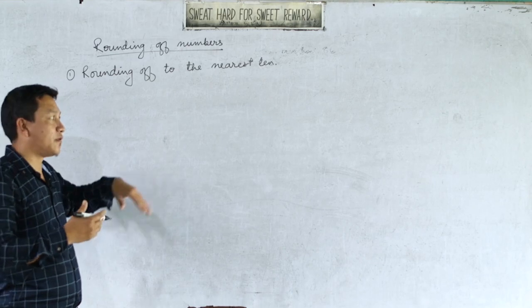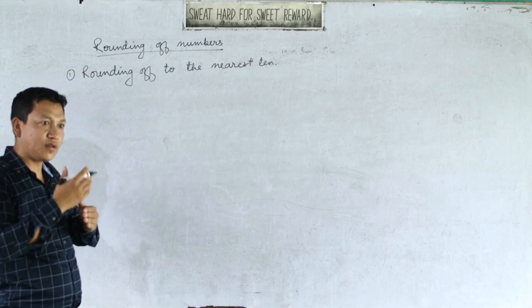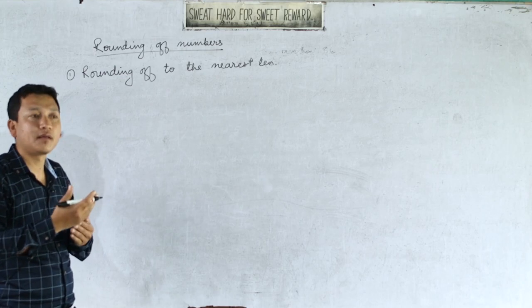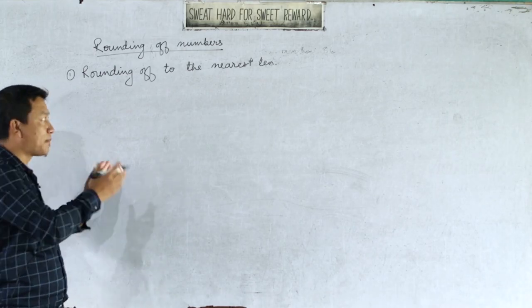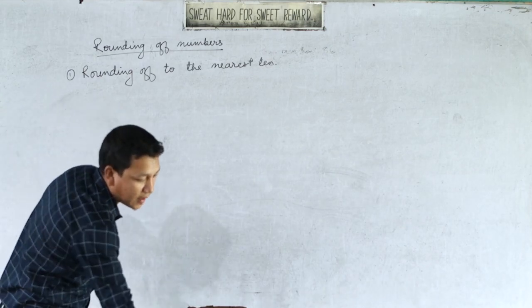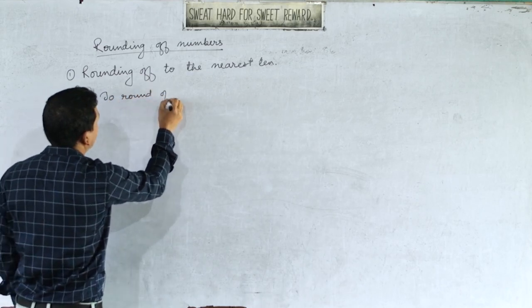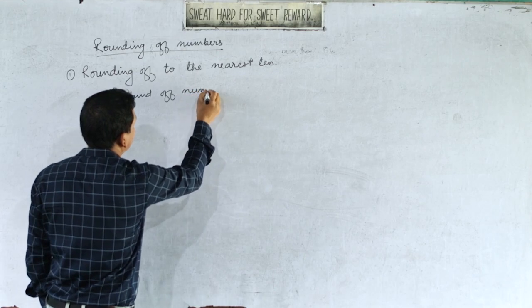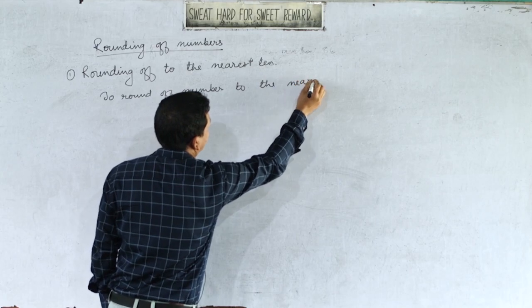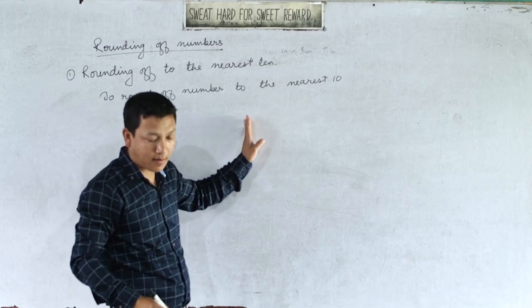If the digit in the ones place is greater than 5, or 5, you should take the next tens. To round off a number to the nearest 10.